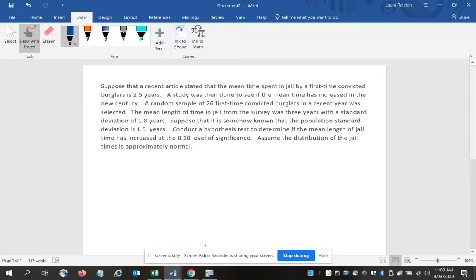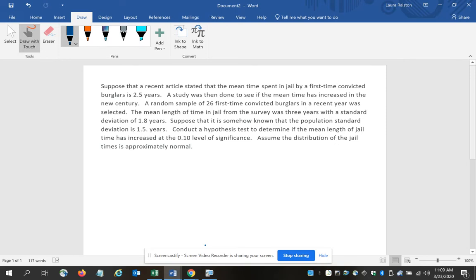Apparently, some of you are having difficulty using your calculator because your screen looks different from the one that's on the video. So I'm going to walk through an example of a one mean Z test for hypothesis testing and show you how to use a screen that looks similar to the one that you have.